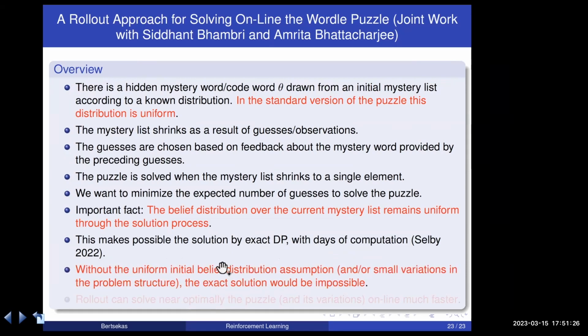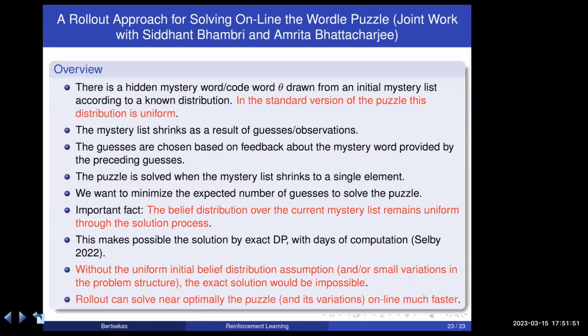Now, without this uniform initial belief distribution assumption, the exact solution would be absolutely impossible. Even with small variations of the problem structure, like increasing the mystery list or increasing the number of letters of each word, you would not be able to solve it in your lifetime by dynamic programming.